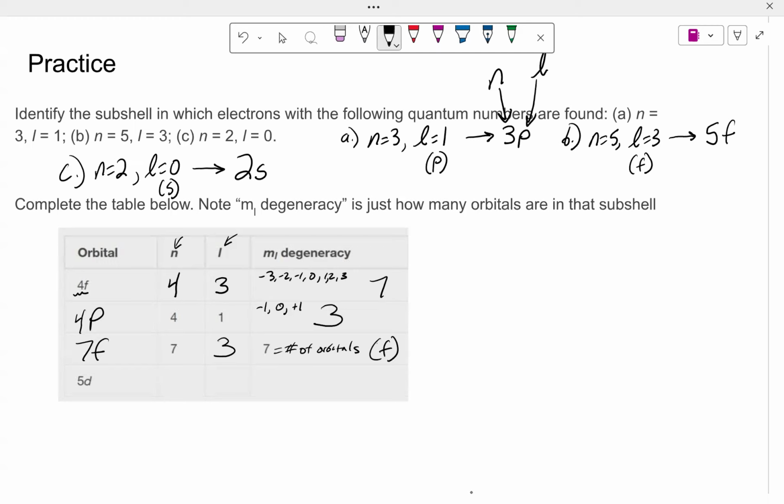And then finally, on the last row, the number 5 there gives us n. D helps us figure out what L is, because a value of 2 represents the d subshell. And if L is 2, the possible values of M sub L are all the way from -2 to +2. That's 5 possible orbitals. That's 5 orbitals in the d subshell.